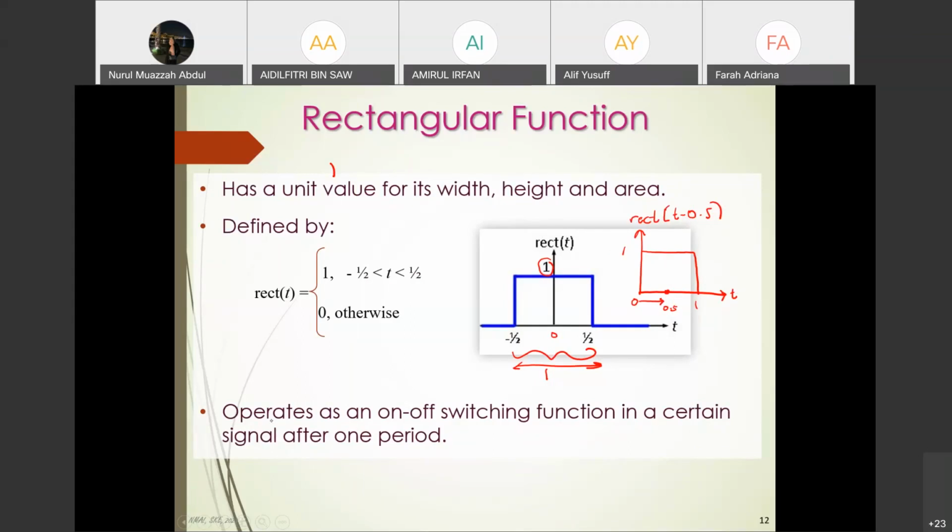So it operates as an on or off switching function in a certain signal after one period. It means that it's just like a switching function. Because when it is 1, the circuit, for example, is turned on. When it is 0, it is turned off. Okay, this is rectangular function.